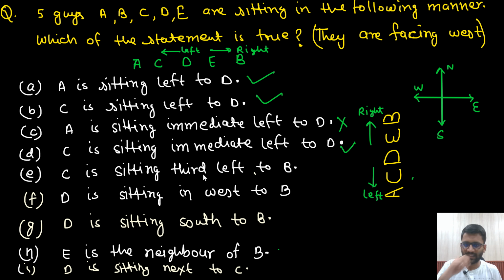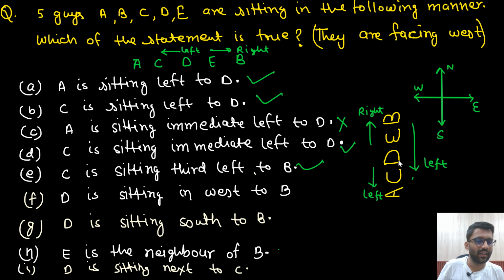Yes. C is sitting third left to B. This direction is left only, right? Yeah, C is sitting in left. Is he third left? 1, 2, 3. Yeah, third left.